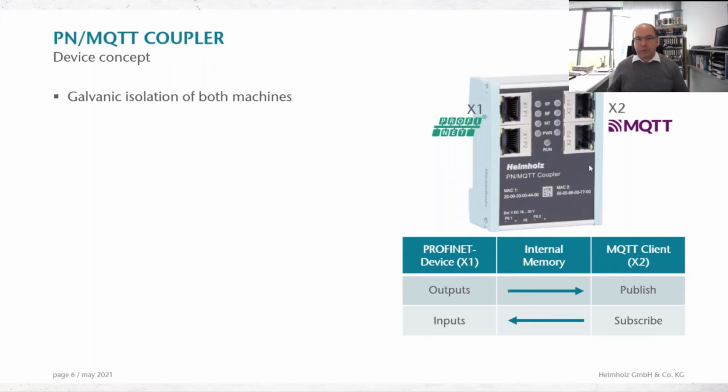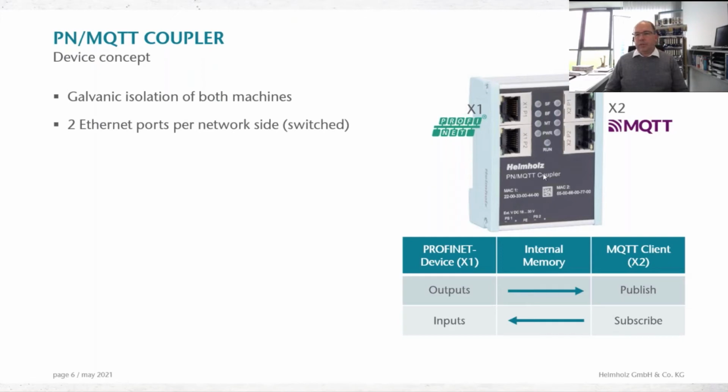And this is important if you have PROFINET on one side, and on the other side the network in the production line or in the end customer network. These are totally separated. So this is also a matter of security you have here.